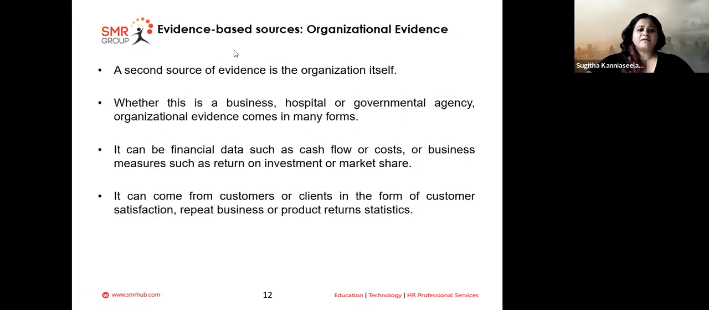All right. Second source of evidence is organizational evidence itself. The organization itself is a form of evidence. It can be a business, it can be a hospital, it can be a government agency, it can be a school, it can be any institution, and organizational evidence has many forms. We could be looking at financial data such as cash flow and profits, or business measures. We could be looking at non-financial data as well. But commonly, we like to tag financial data to understand performance.